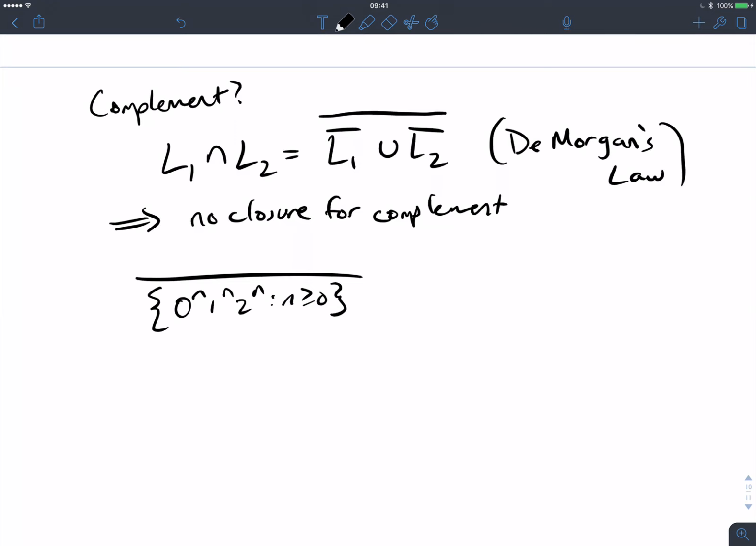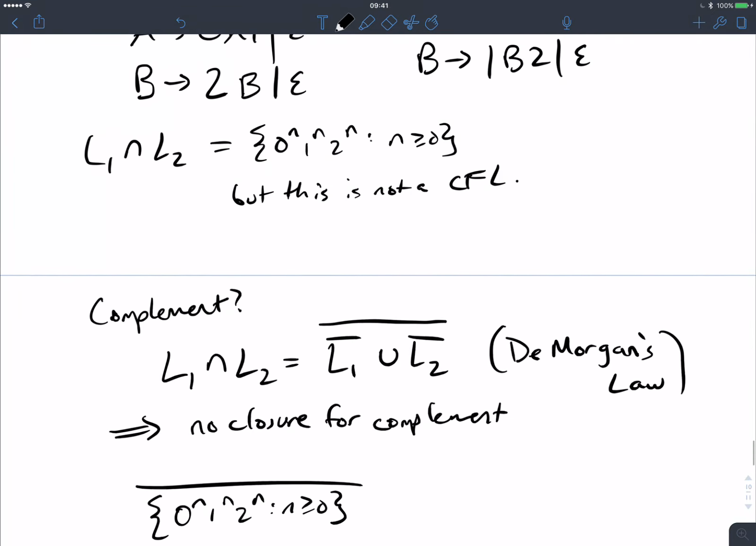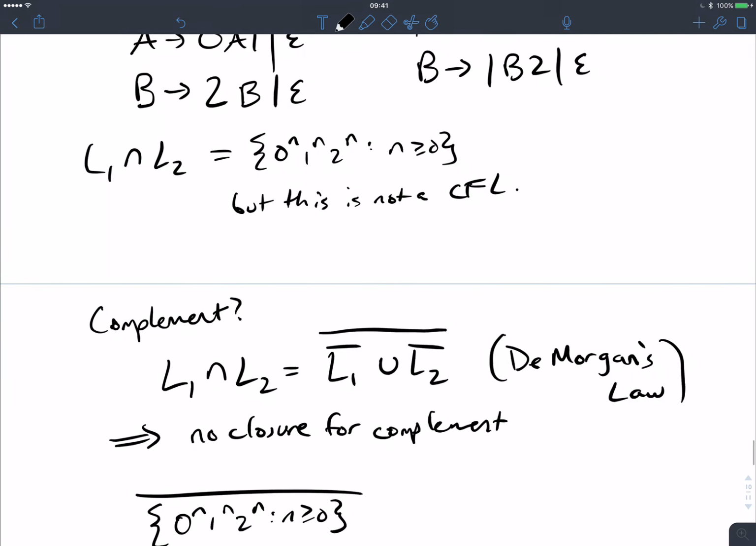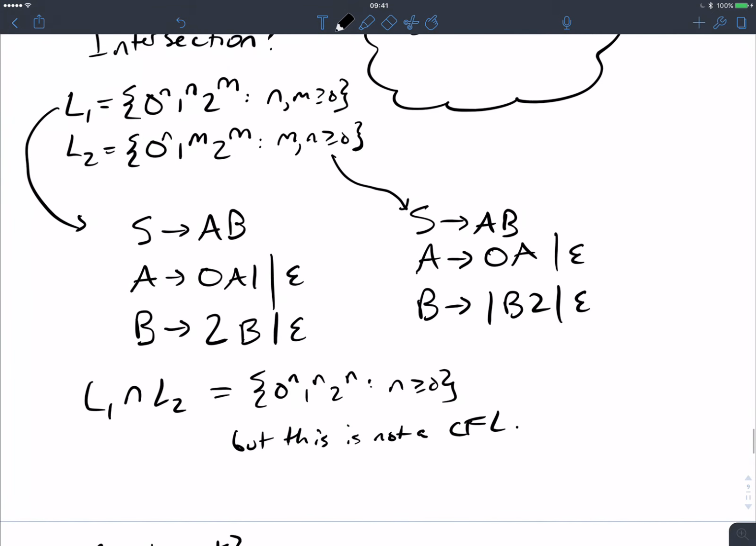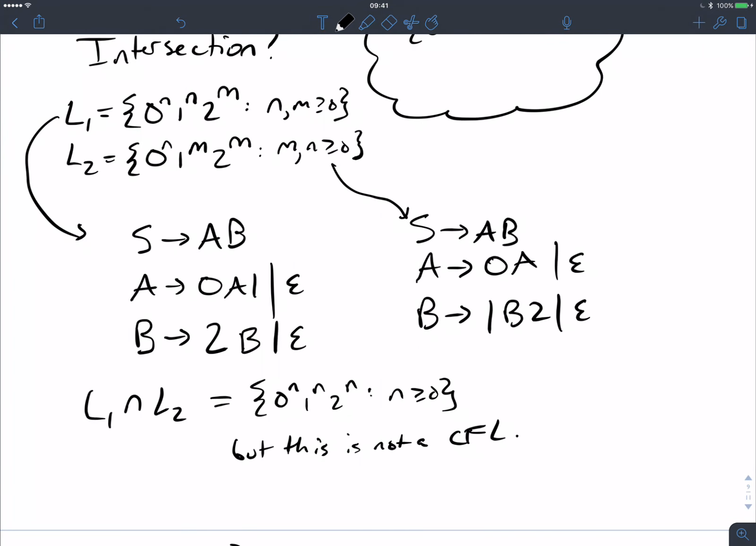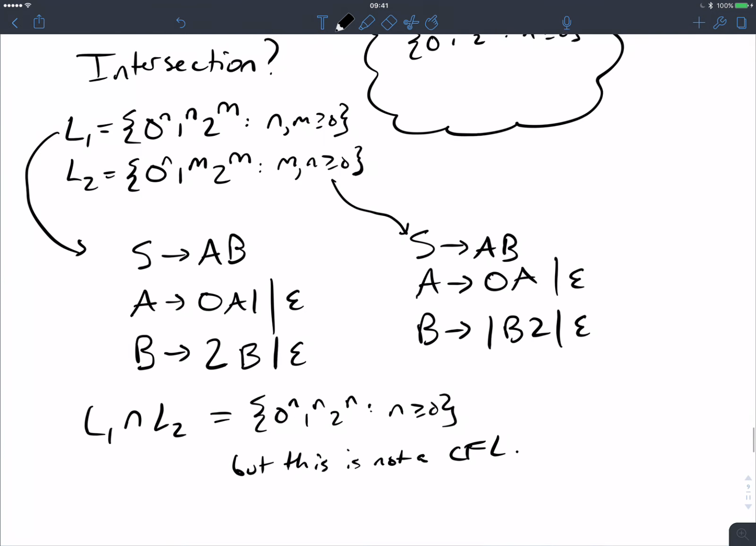Any other questions? Yeah. On the line above there, where you said for L1 intersect L2, but this is not a CFL, what is that language? Oh, that's right. Sorry. It's definitely not context-free. Okay? And so therefore, it's not regular either. Okay? All right.